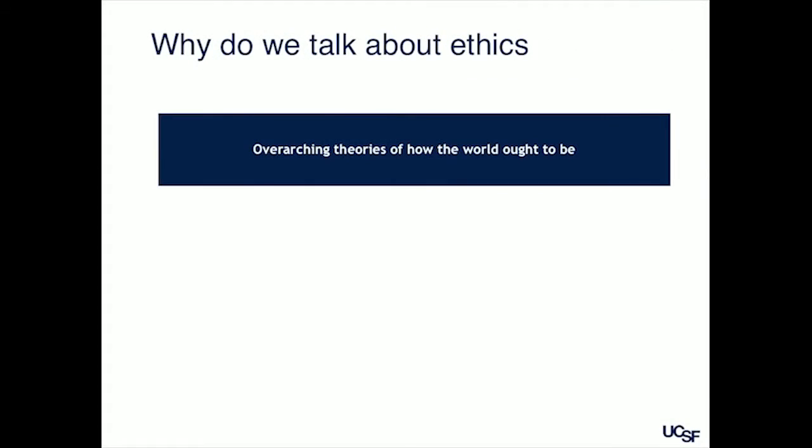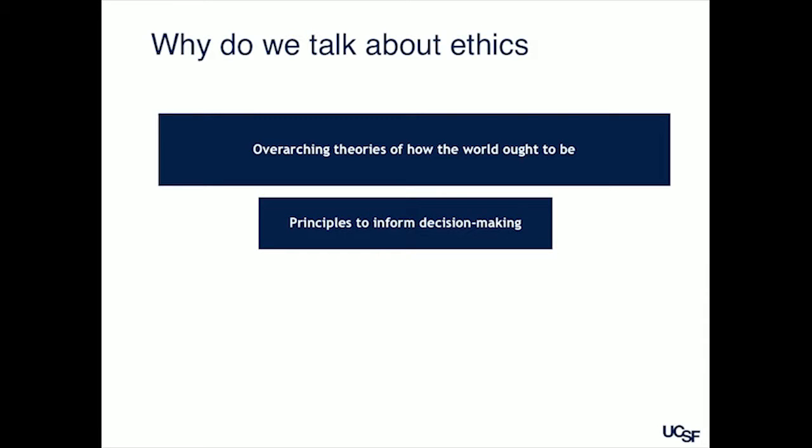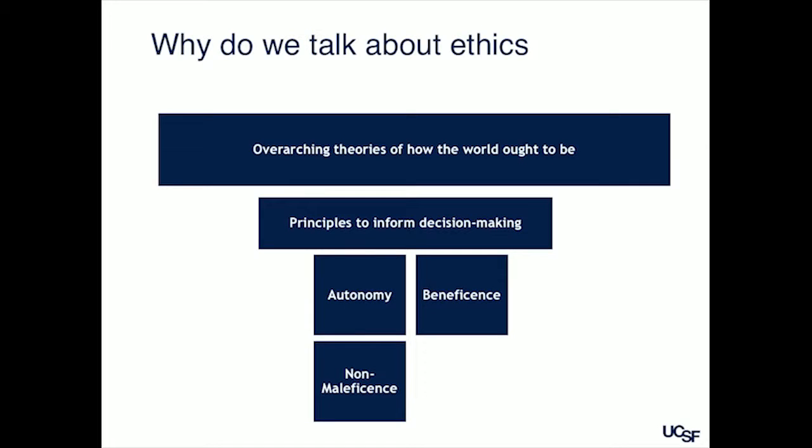When I think about ethics, I think about the overarching theories of how the world ought to be. There are a lot of theories about this. People disagree. So other people have said, well, let's go with mid-level principles that everyone can agree is relevant to informed decision-making. That's called principlism. You probably are familiar with 4 of these. Autonomy, beneficence, and non-maleficence are 3 we're not going to talk about today. We're going to focus on justice.